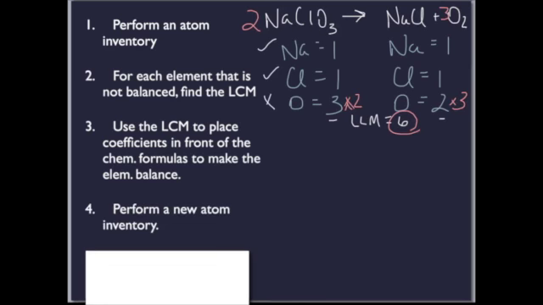And number 4 says to do a new atom inventory. So let's do a new atom inventory. Now I have 2 sodiums, 2 chlorines, and 6 oxygens on the left. I still have 1 sodium and 1 chlorine on the right, but now I have 6 oxygens on the right. Now my oxygens are balanced, and these aren't balanced.